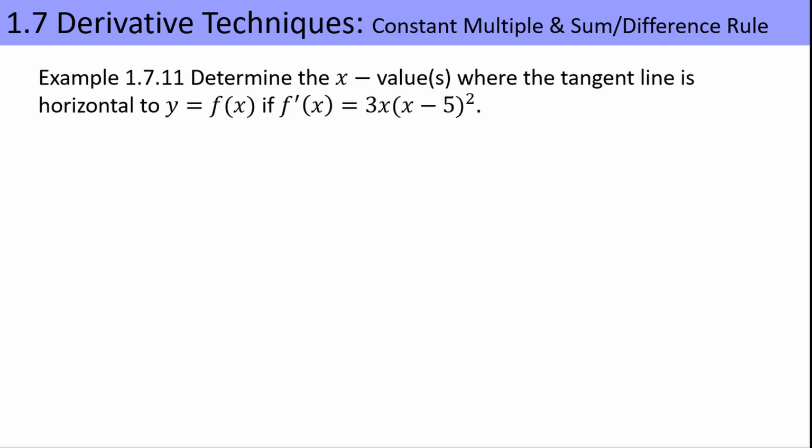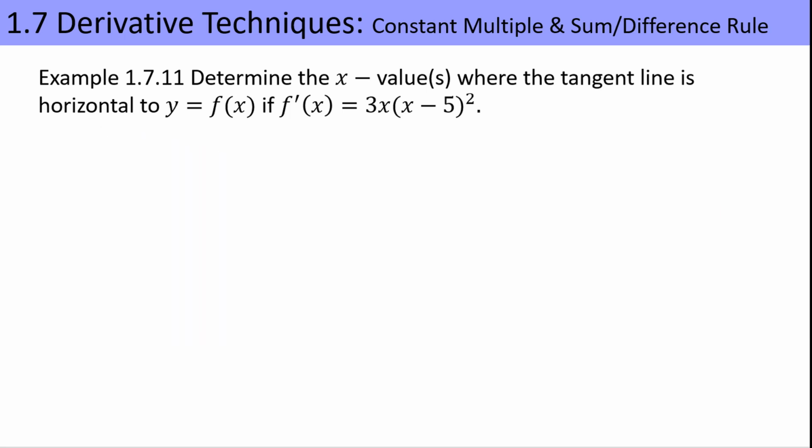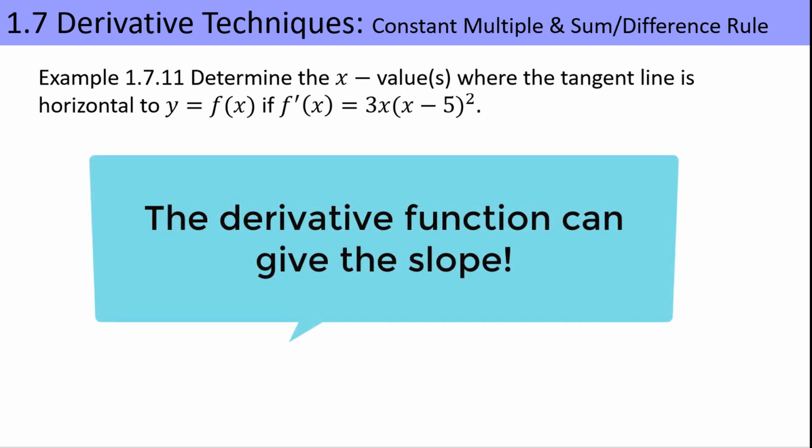Example 1.7.11. Determine the x value or values where the tangent line is horizontal to the function y equals f of x if the derivative of that function is given as f prime of x equals 3x times the quantity x minus 5 squared. Let's recall, a line that is horizontal has a slope of 0. Let's repeat that again. A line that is horizontal has a slope of 0.